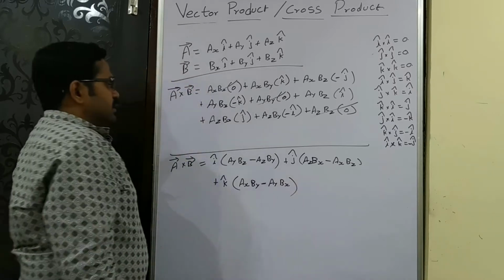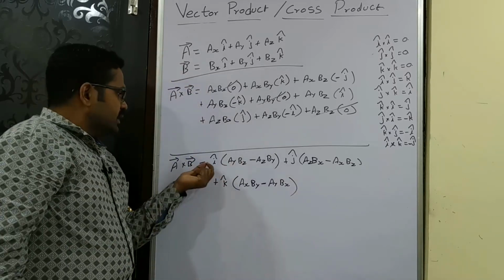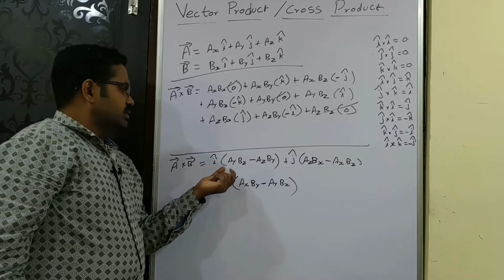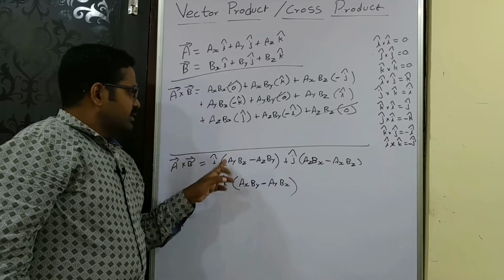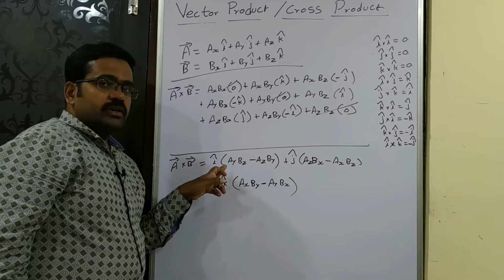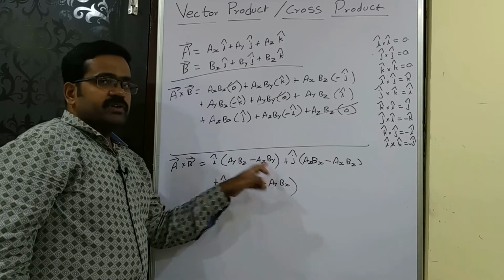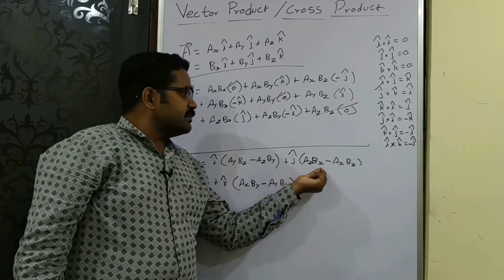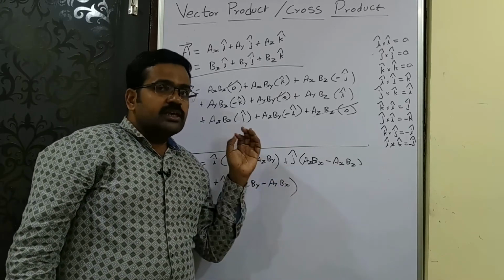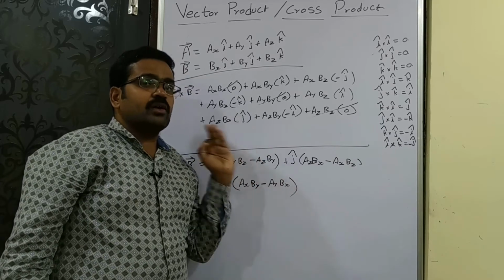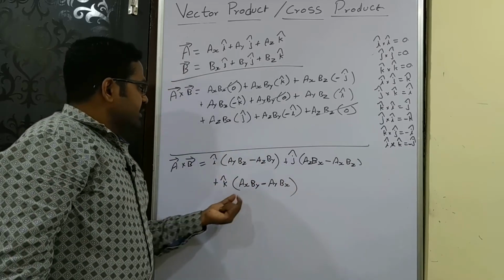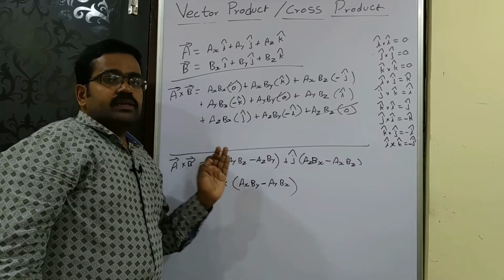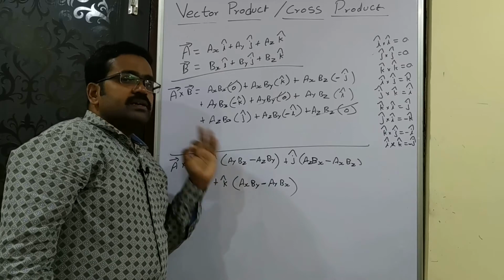If you have closely observed, this is I cap's direction. There is no magnitude along x-axis. See, here it is Ay, Bz. There is no Ax or Bx. It is Az, By. There is no Ax or Bx. Here when I take J cap, it is Az, Bx and Ax, Bz. There is no y direction. There is no Ay or By. When it is K cap, it is Ax, By minus Ay, Bx. There is no Az. That is, no component of z-axis.